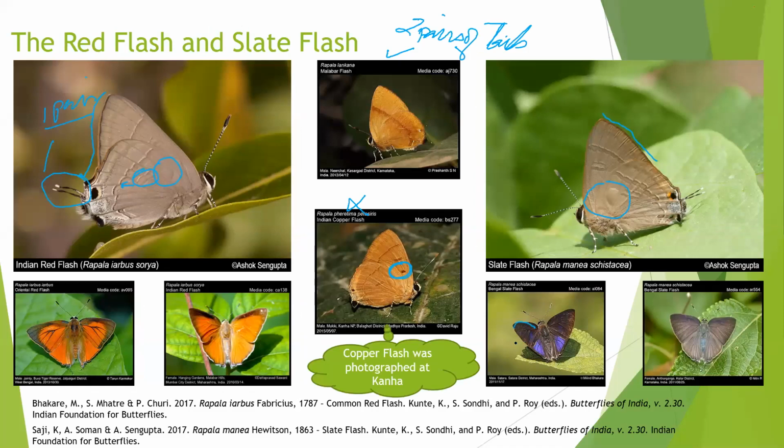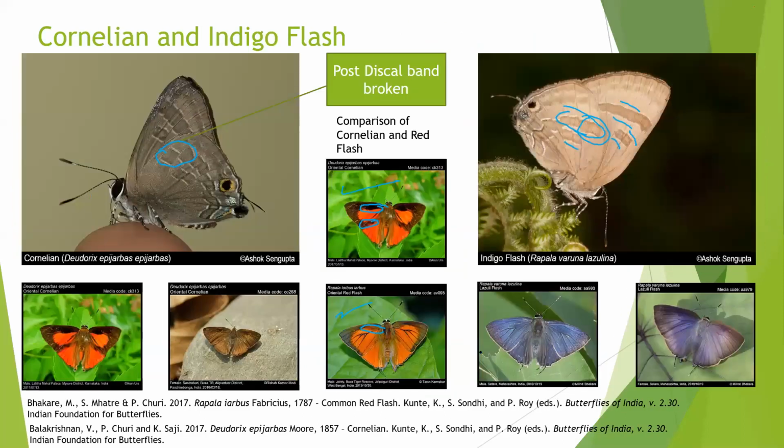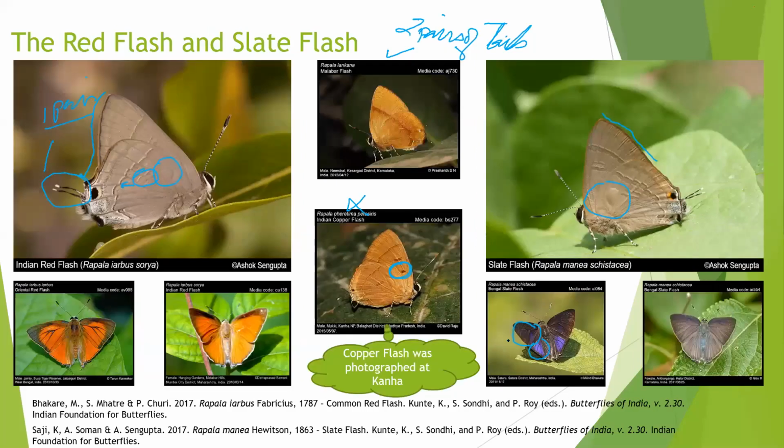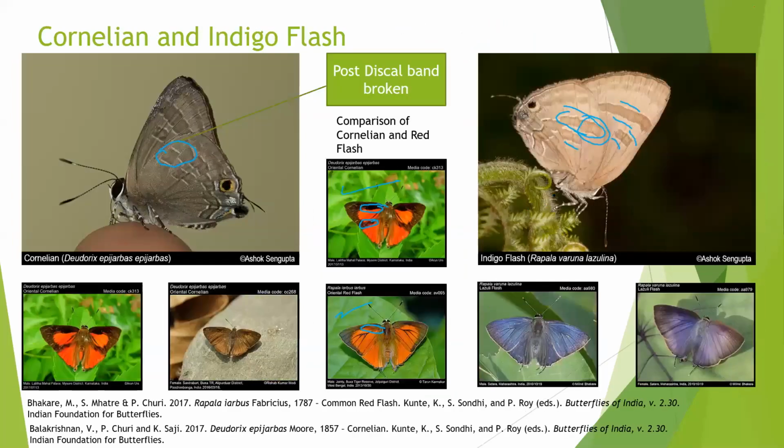It is not black. It is very, very deep blue, and it has some sheen of light, and that is your royal blue also, or maybe not royal, some other blue. But in the case of indigo flash, it is very uniformly colored. That's how we distinguish between indigo flash and slate flash males. Okay, so this is how we distinguish these two, cornelian and indigo flash. Also, I have given you the distinction between a red flash male and a cornelian.